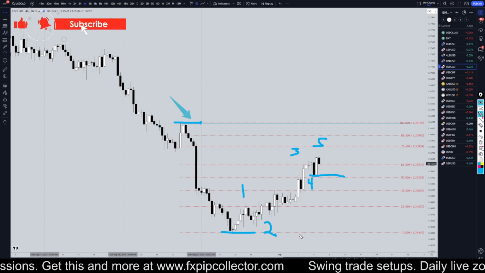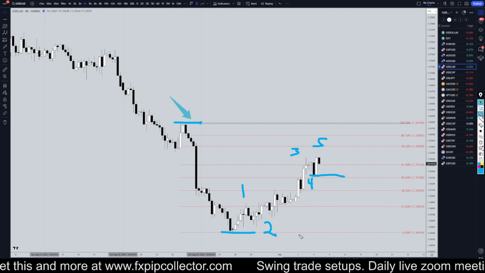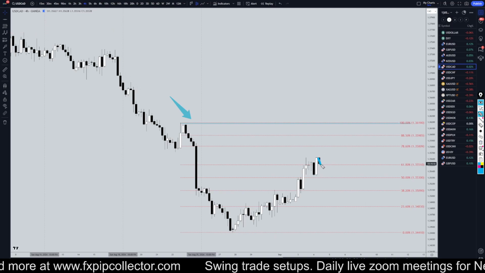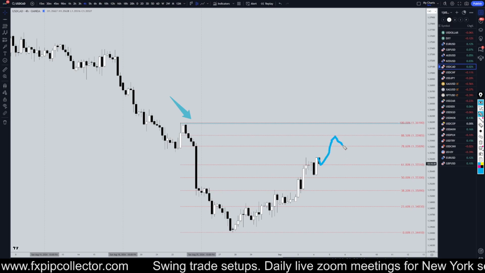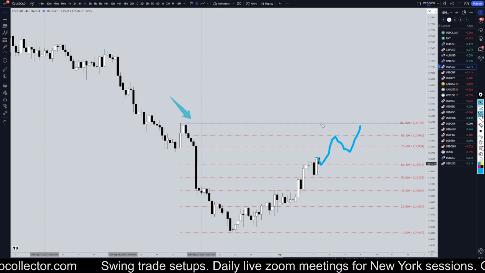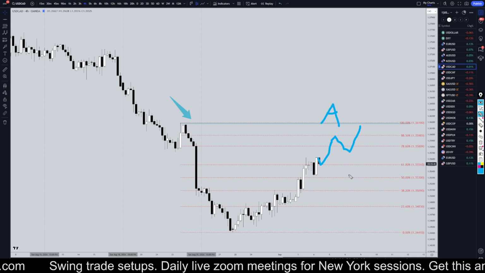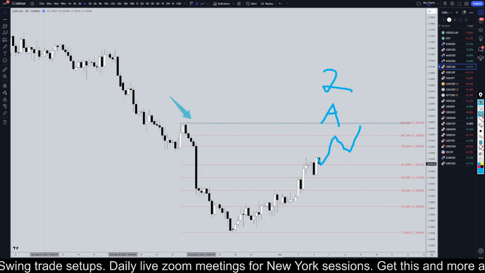Until we actually get a bigger structure to the downside, we can't really say that this first section of trend is actually over. It could easily continue up and make a more proper 3, 4, 5 up here. But I still think this is a wave A, probably a wave A of wave 2 like I showed on the daily.